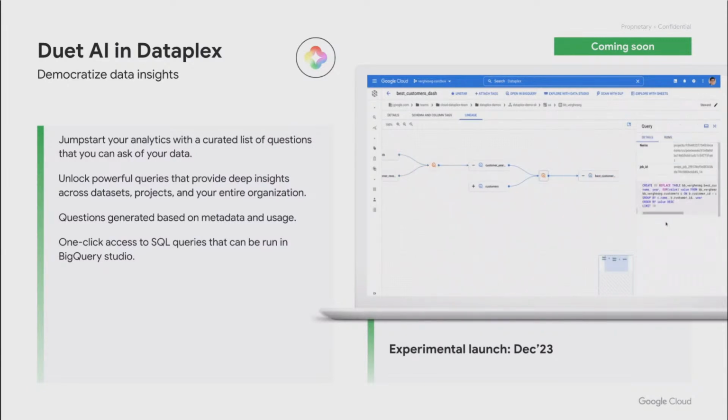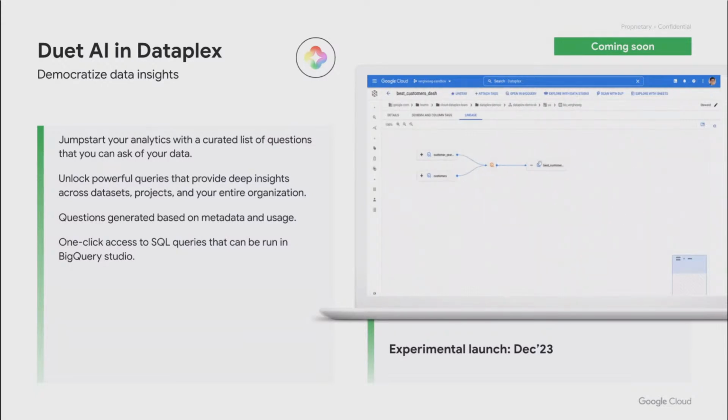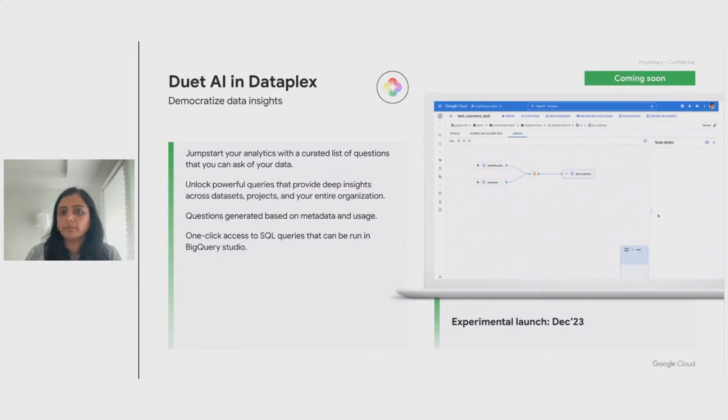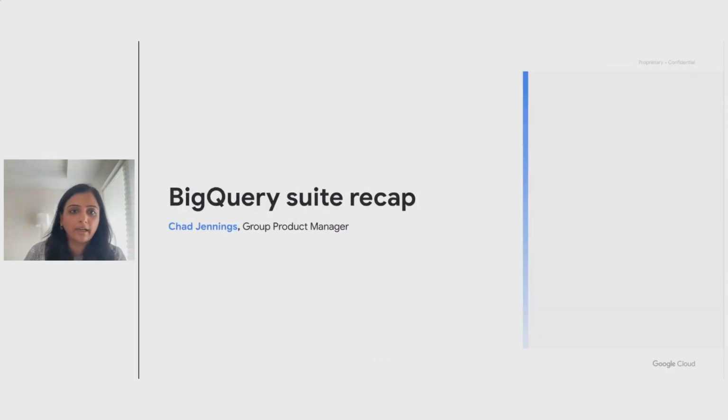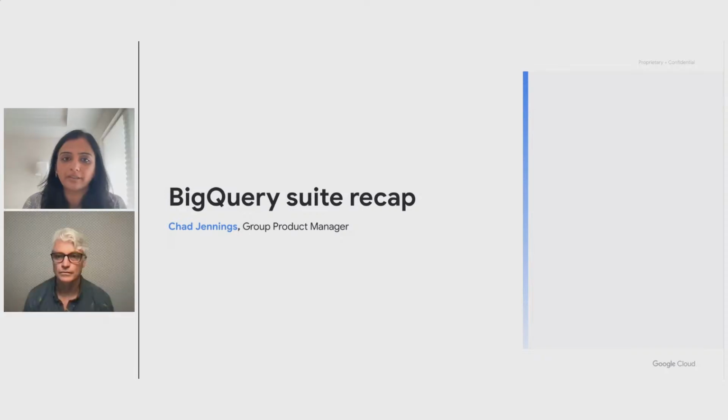In Dataplex, we want to provide you a curated list of questions based on metadata relationships between different tables and data sets, as well as looking at what are some of the frequently run queries to provide you a list of questions that you can click on and get pre-configured SQL statements that you can then run in BigQuery Studio. And this feature will be available in experimental launch towards the end of this year. We're really looking forward to have you participate in that experimental launch to give us feedback. Next slide. And now I'm going to hand it back to Chad to recap this session.